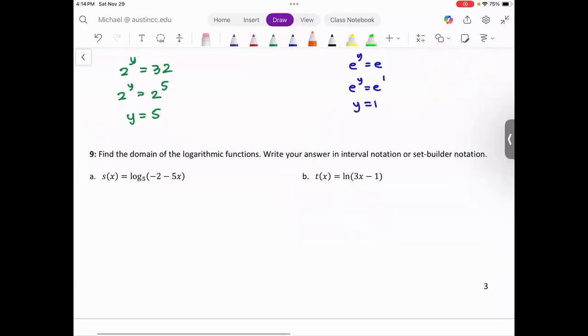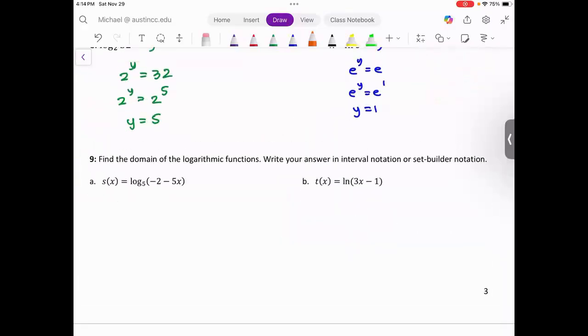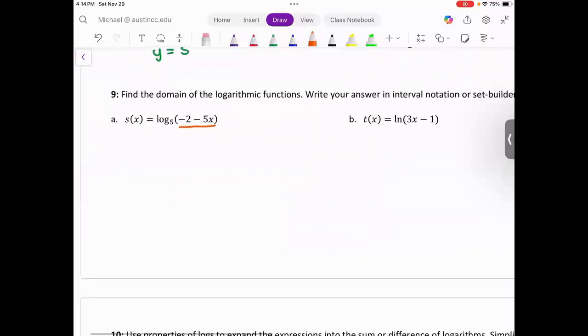Okay. Now, to find the domain of logarithmic functions, the argument has to be greater than 0. That is our restriction for the domain. So all you have to do is take that argument, whatever's inside the parentheses, whatever we're taking the logarithm of, and set it greater than 0. And then we'll solve for x.